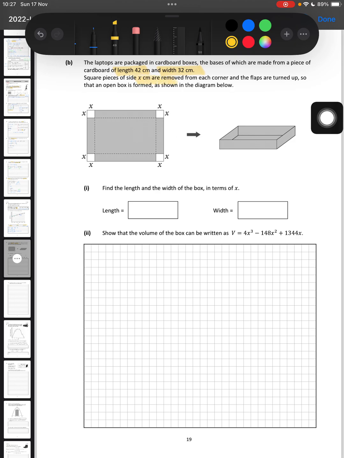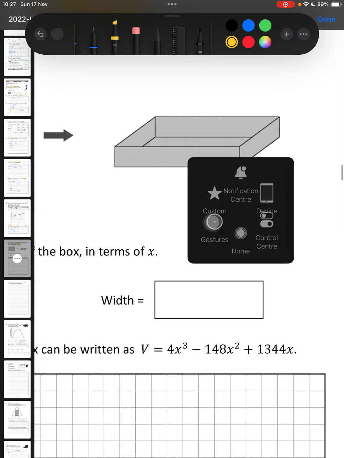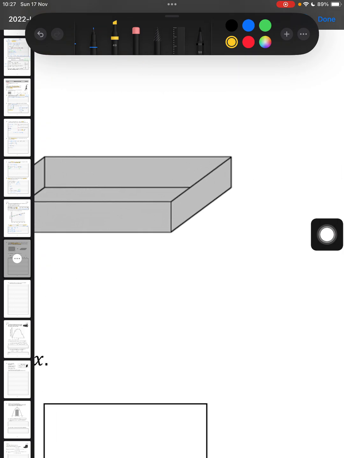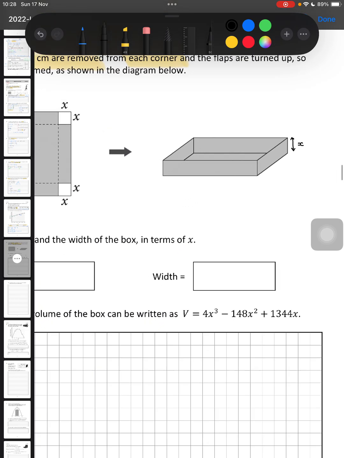Okay, so they are removed from each corner and the flaps are turned up so that the open box is formed. Okay, so in this box here, when I turn up these sides, they're saying they're turned up to make a height. So straight away I'm going to add into my diagram that they have told me that that height is X. Okay, so the height is X.